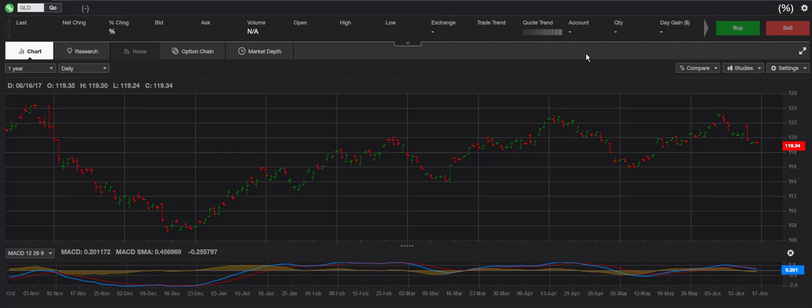Hey guys, I just want to get to gold really quick, in the miners, junior miners, senior miners. You can use whatever you want. You can use the hard asset ETF, or the hard asset ticker, or the GLD ETF. They're pretty similar in price structure and technical analysis.